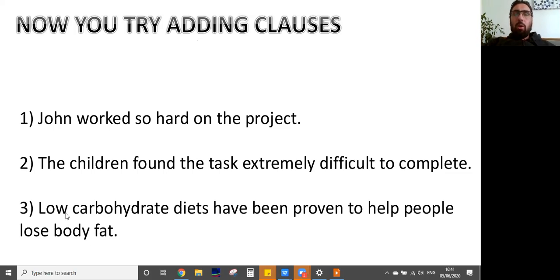Okay, number 3, low carbohydrate diets have been proven to help people lose body fat. So what could we say? Which is why, or which means? Okay, do you have any more answers?